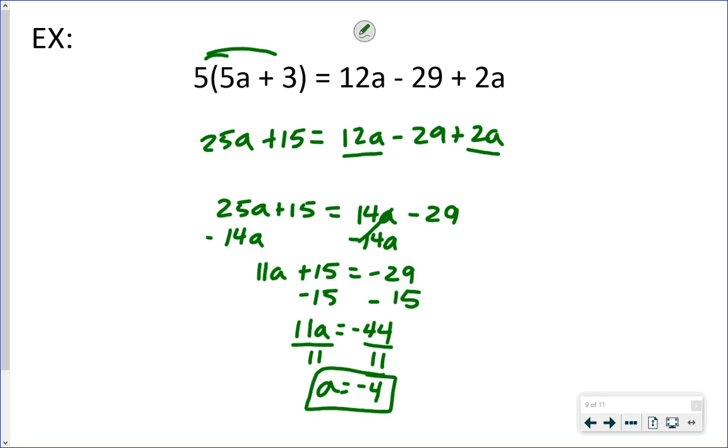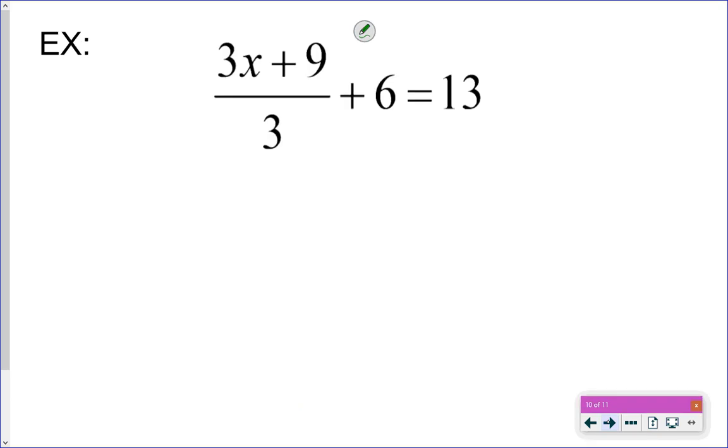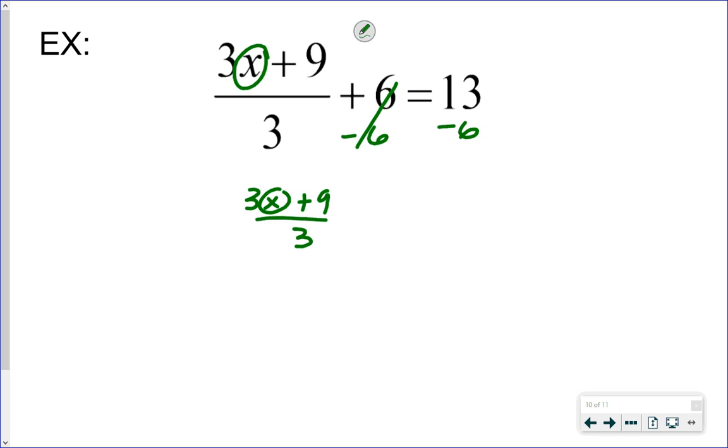All right, our second example, we have 3x plus 9 over 3 plus 6 equals 13. So this time I'm solving for x. And we know if we have a fraction and then a regular number off to the side, that regular number needs to be moved over first. So first I need to subtract 6 from both sides. And I'm just going to rewrite everything else. 13 minus 6 is 7.